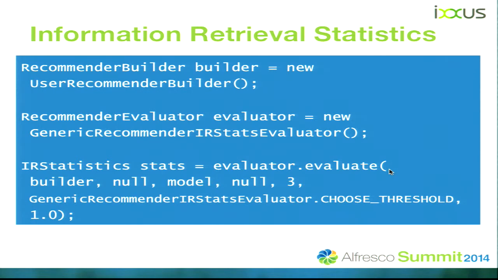There are a couple of nulls being passed in there. One of them is a data model builder, which isn't relevant as we're passing in the model itself. And the second null is a rescorer, so you can write your own algorithms to rescore things if you see the world differently. And there are a few more statistics available, things like F-score, but for simplicity we'll just focus on those ones.